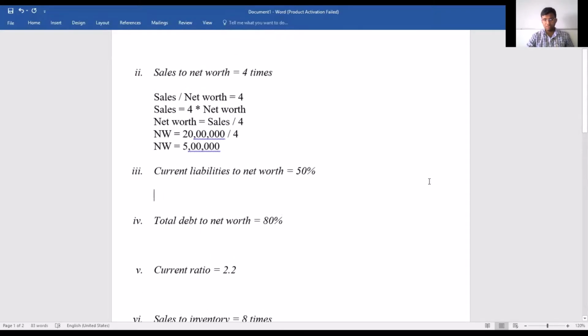Now, the next piece of information that has been given to us is current liabilities to net worth.